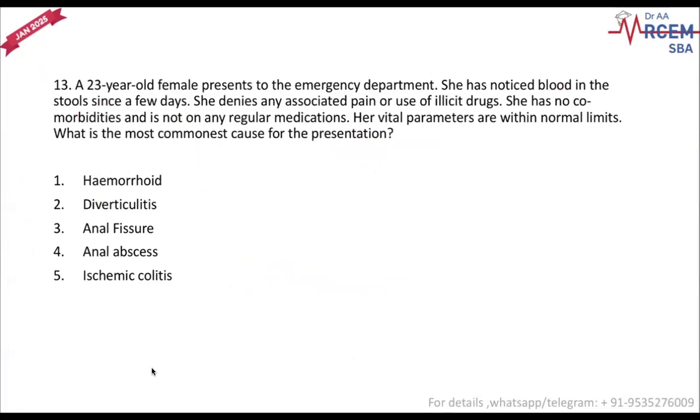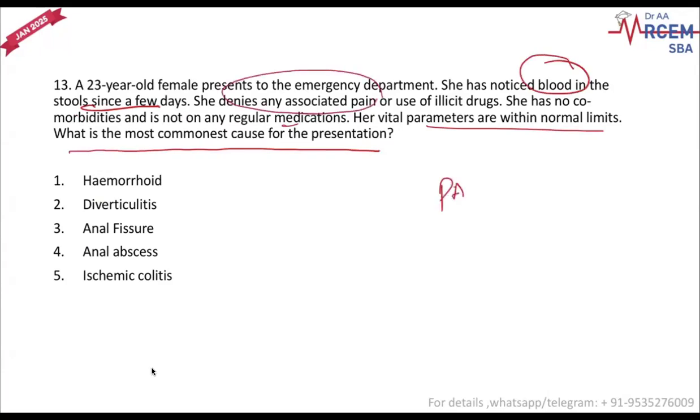A 23 year old female presents to the emergency department. She has noticed blood in the stool for a few days. She denies any associated pain or use of illicit drugs. She has no comorbidities, is on no regular medications, and vital parameters are within normal range. What is the most common cause for the presentation? She has presented with blood in the stools, and denies any associated pain. So we need to be aware it is painless blood. Which of the following can cause painless bleeding?